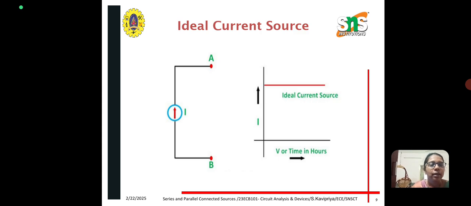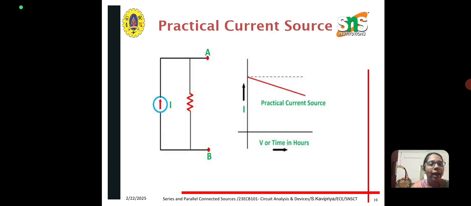Next is the graphical representation of an ideal current source. The current remains constant even if there is a change in the voltage or time. And this is the graphical representation of a practical current source. Here there will be a decrease in the current I whenever there is a change in the voltage. Whenever there is an increase in the voltage, there will be a decrease in the current. This comes under the practical current source.